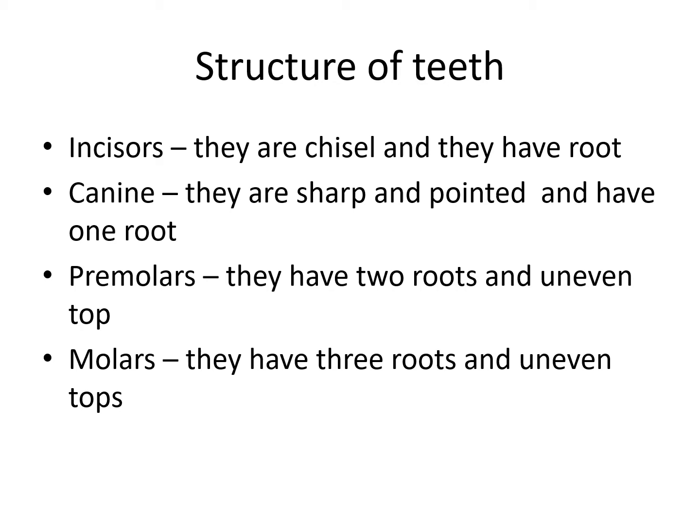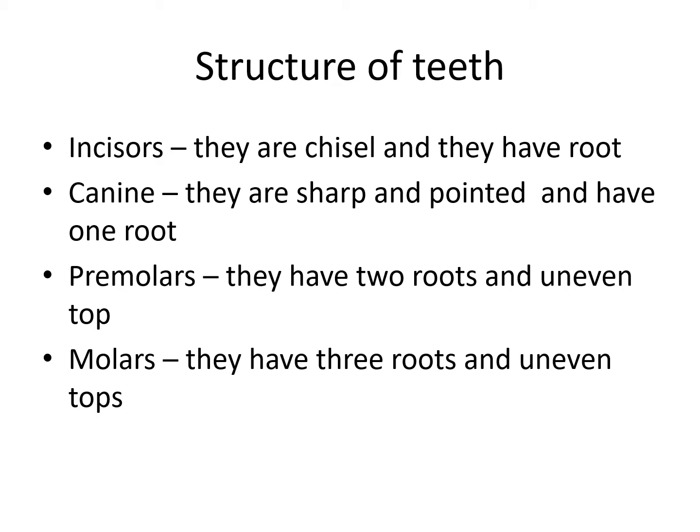We want to look at how the teeth look on a human being. Incisors, for example, are chisel-shaped and they have a root. When I talk about chisel, it has a shape like a djembe, for those who have seen a djembe. So our incisors look like a djembe. They are chisel-shaped and have one root. Canines are sharp and pointed. They also have one root.